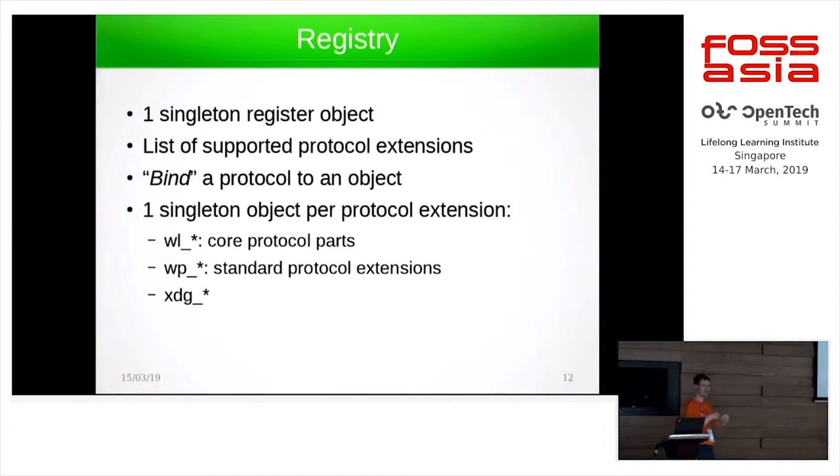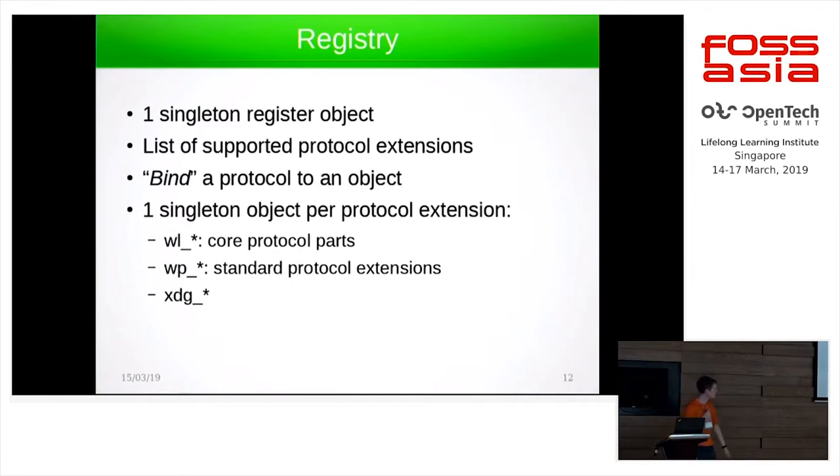And what you need to do is get the registry, and then the server will eventually send you events that, oh, I support this extension, I support that extension, I support this standard feature, and so on and so forth. And every time you find one among that list of protocol extensions that you actually need or might want to use, you need to bind that extension to an object. And they have some kind of weird naming convention.